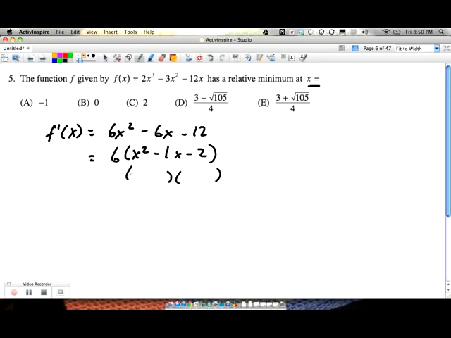I think that I can actually factor that, but let's double check. If I were to multiply to negative 2 and add up to negative 1, that would be negative 2 and positive 1. So these are my factors. If I set this equal to 0, I can determine where I might have a relative min or max. Well, that 6 doesn't really matter. If I divide both sides by 6, this is still 0, but I can set x equal to 2 or x equal to negative 1.